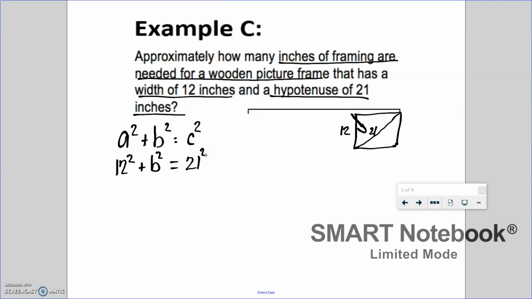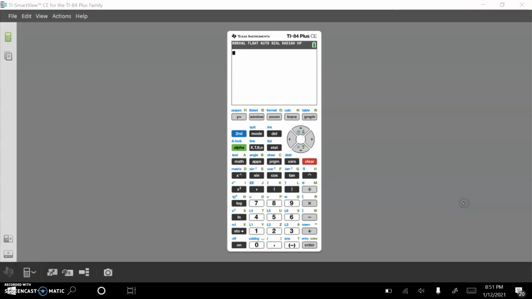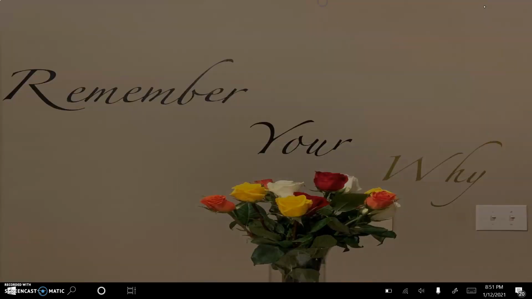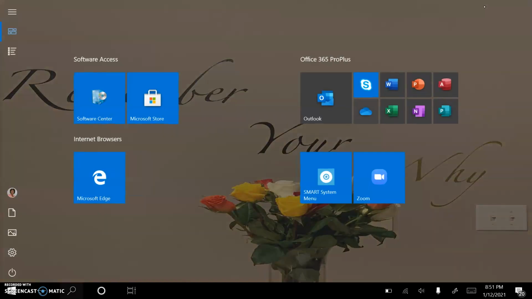So now I am going to fill out my equation using PEMDAS. We have to worry about our exponents first. So that gives me 144 plus B squared is equal to 21 squared. So we're going to go ahead and use that calculator. 21 squared gives us 441. So we have 441.